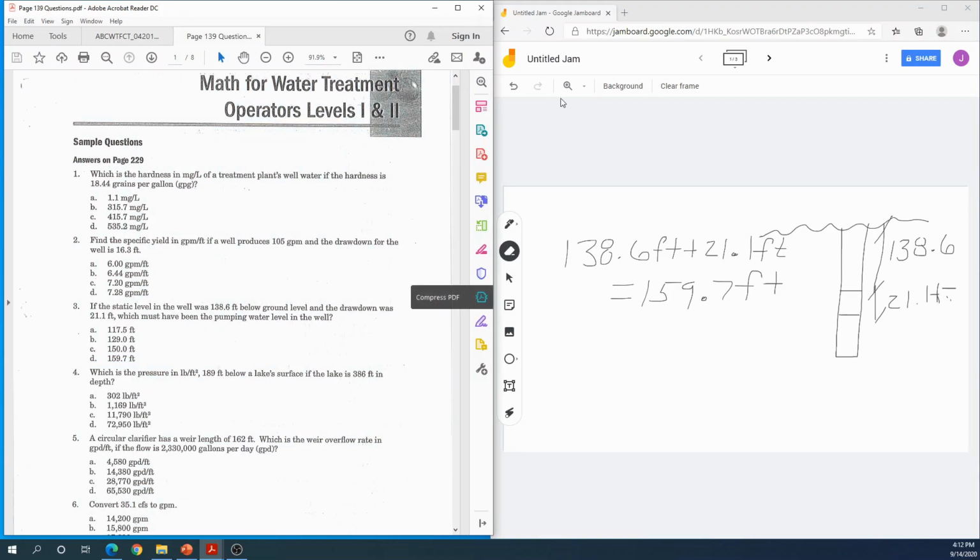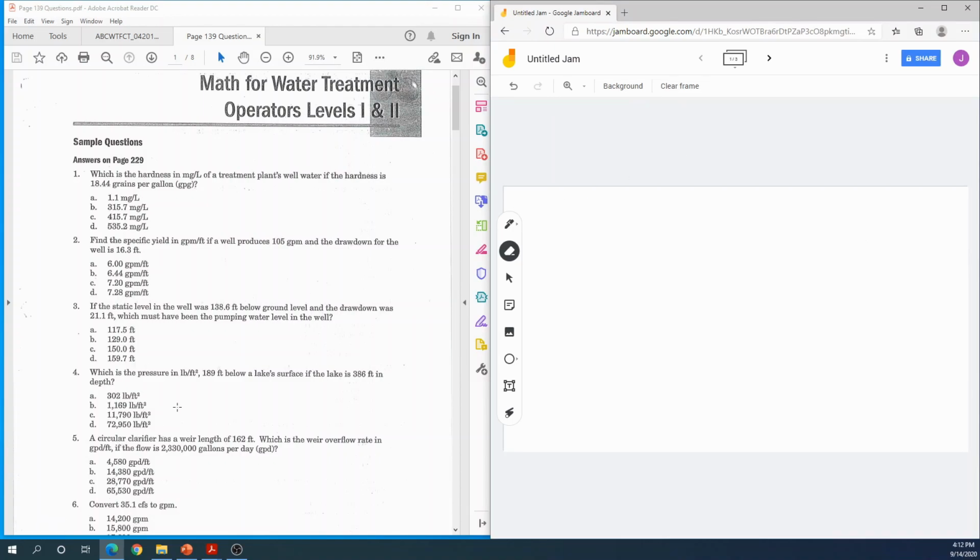Number 4. Which is the pressure in pounds per foot squared 189 feet below a lake's surface if the lake is 386 feet in depth? Okay, so we know we're 189 feet below the lake's surface. We don't really care about the 386 feet in depth because we're only looking at 189 feet. That's all we really care about. So let's take a look at our conversions to see what we have here.